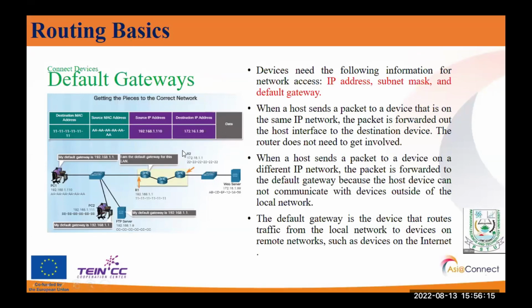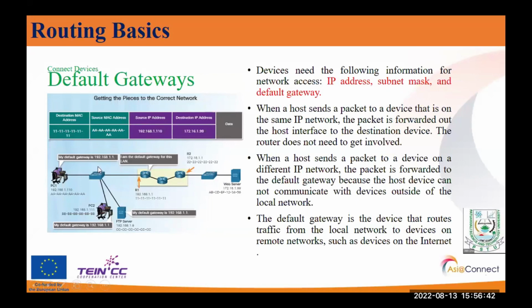So all of these are remote networks. It is often used to connect a local network to the internet. So this is basically the default gateway. When this is the network 192.168.1.10, the default gateway is the first address of the IP range, that means 192.168.1.1. This is the default gateway, and also the router interface which is connected to this LAN.